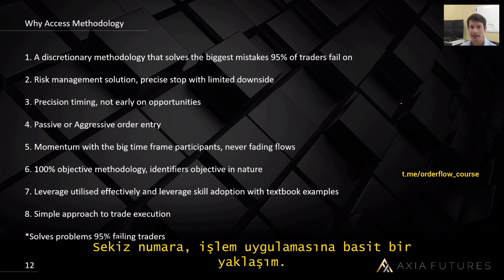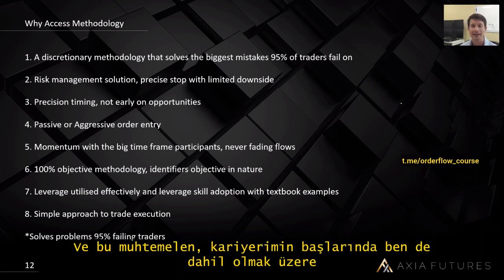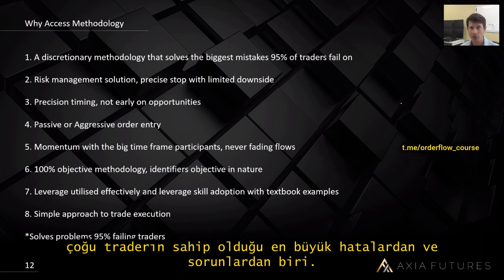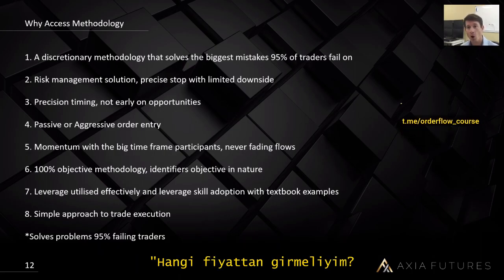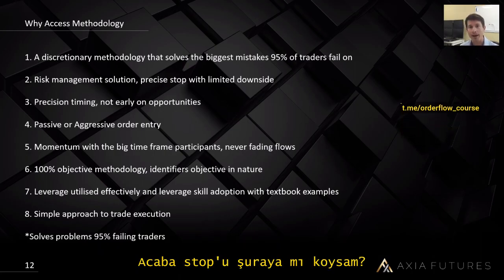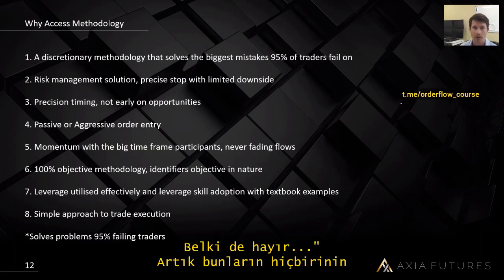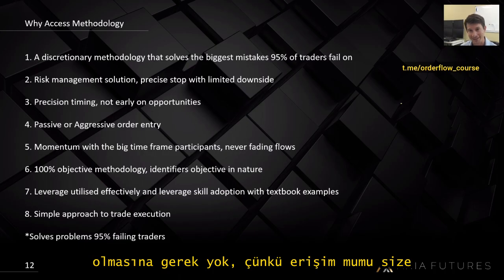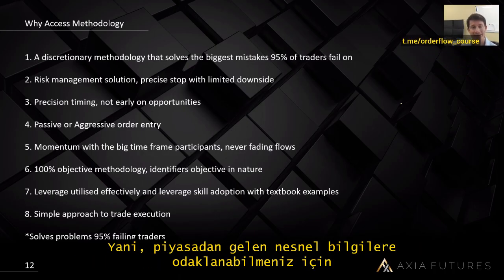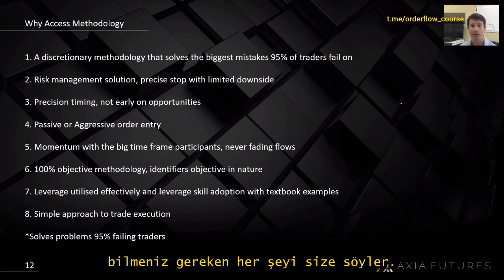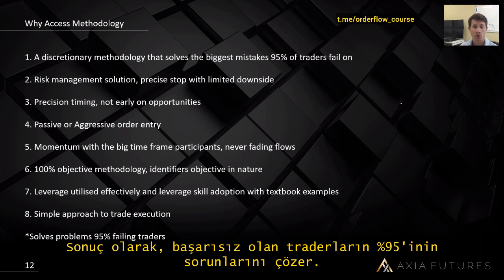Number 8. Simple approach to trade execution. That's probably one of the biggest mistakes and problems most traders have, including myself very often early in my career, is we overcomplicate things. Oh, which price should I get in? Oh, maybe I put the stop here. None of that needs to happen anymore because the access candle tells you when to get in. It also tells you when to stop out. It tells you everything you need to know so that you can focus on the objective information coming in from the market. So ultimately it solves the problems of 95% of failing traders.